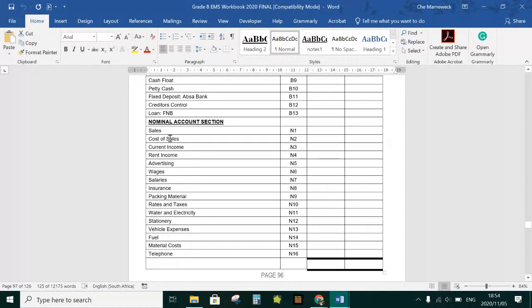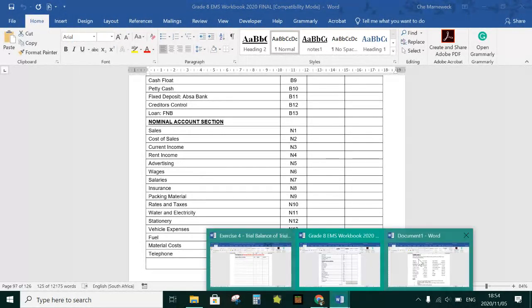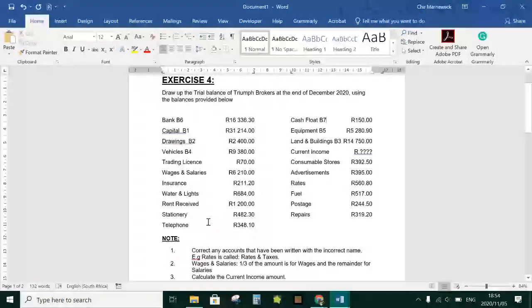So we need to have a look. Sales, cost of sales. There probably won't be because we only deal with that in grade 9. Current income, rent income. There's no sales and cost of sales. Current income, yes. So that's going to be our first nominal account. Is there rent income? Rent received. Now they say, correct any accounts that have been written with the incorrect name. Hopefully you know that rent received is not the correct term. It is actually rent income, and that will be N2.